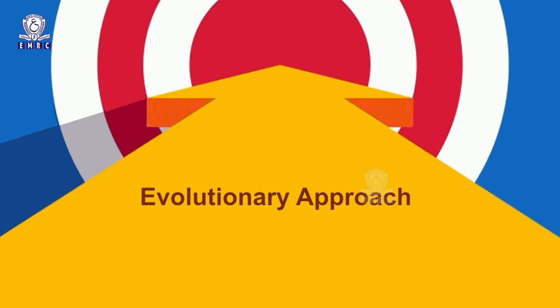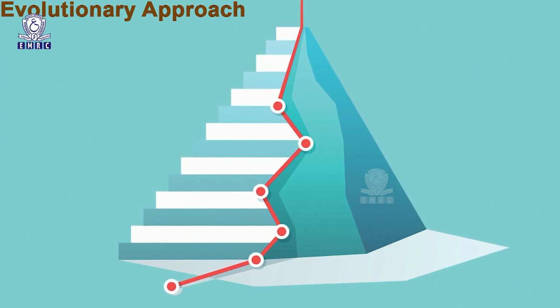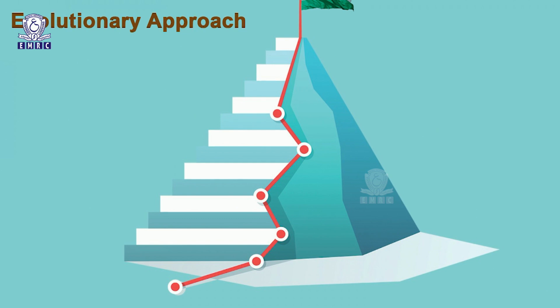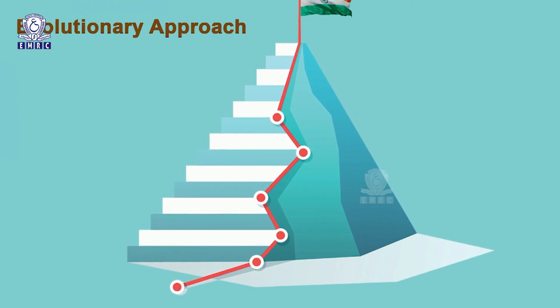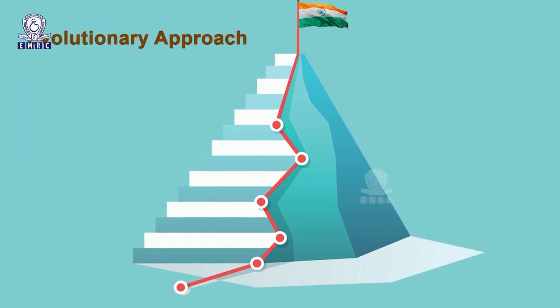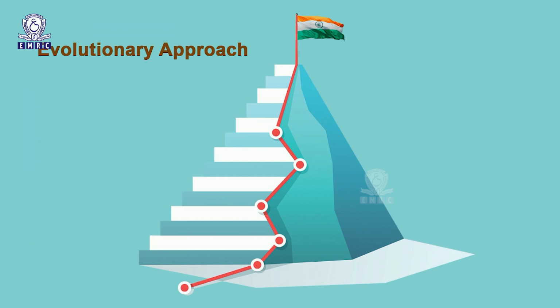Evolutionary approach. In this approach, gradual development is studied from simple to complex form through a long series of small changes. Each change results in a minor modification of the system, but the effect of many changes over a long period of time is the emergence of a new complex form.